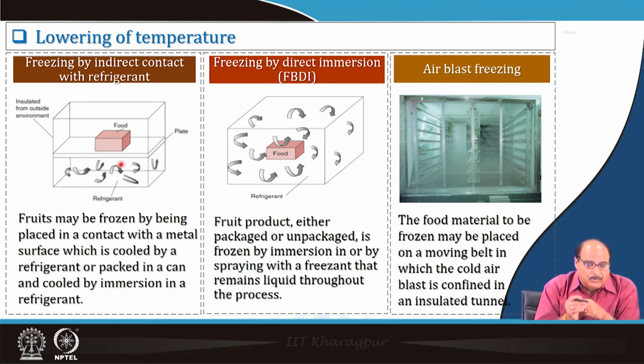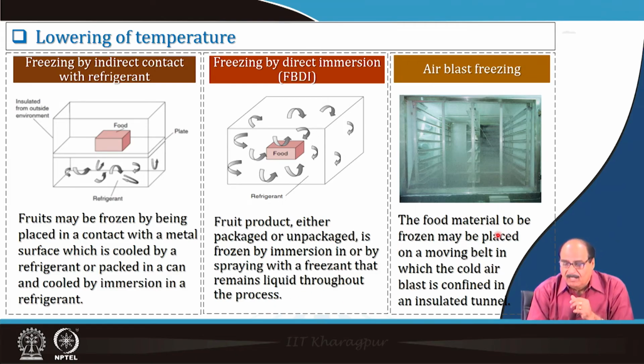Then lowering of the temperature, like freezing by direct immersion, you can see here in the figure. Fruit may be frozen by being placed in contact with a metal surface which is cooled by refrigerant, or packed in a can and cooled by immersion in a refrigerant. Then freezing by direct immersion, that is a fruit product either packaged or unpackaged, you can see here, is frozen by immersion or by spraying with a refrigerant that remains liquid throughout the process. Air blast freezing, the material to be frozen may be placed on a moving belt in which the cold air is confined in an insulated tunnel. So, these are some of the methods.